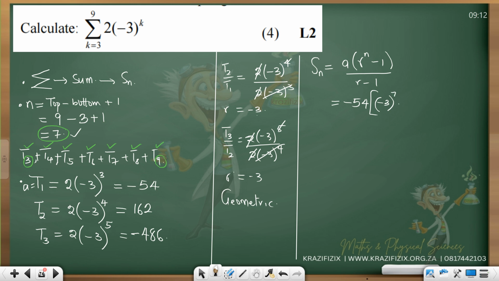We're dealing with 7 terms, minus 1, over negative 3 rather, minus 1. Please put this in the calculator.